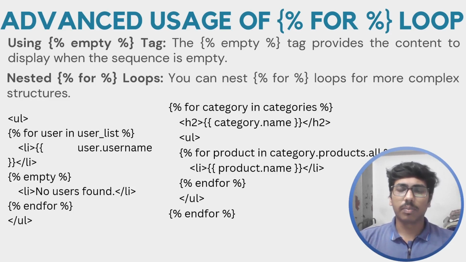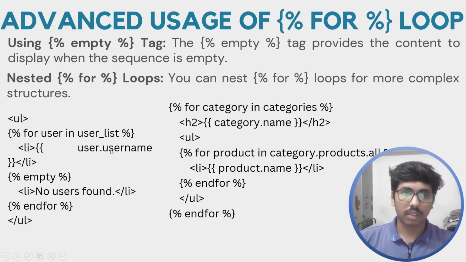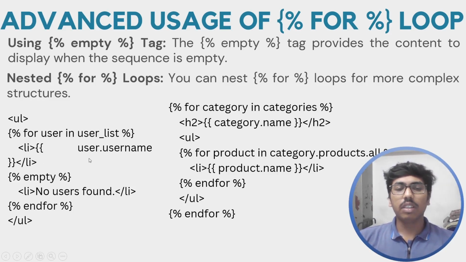We also use for loops for advanced usage. One of them is the empty tag. The empty tag provides the content to display when the sequence is empty. In this example, we are creating a user from user list and printing the username there. If the list is empty, we say no users found. It's an advanced for loop.